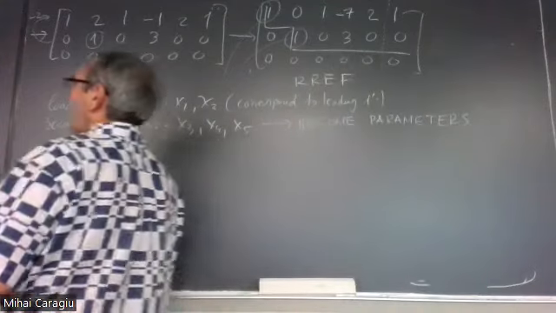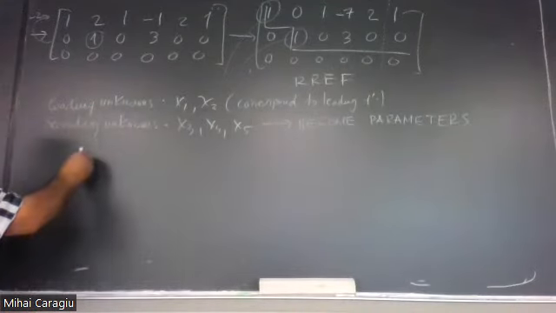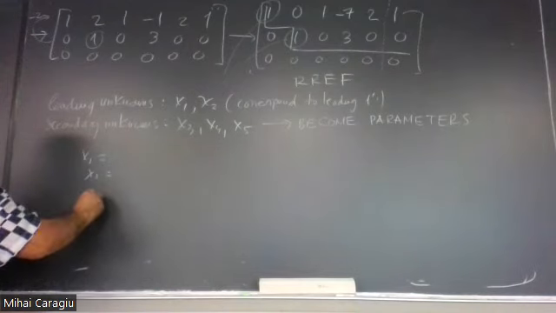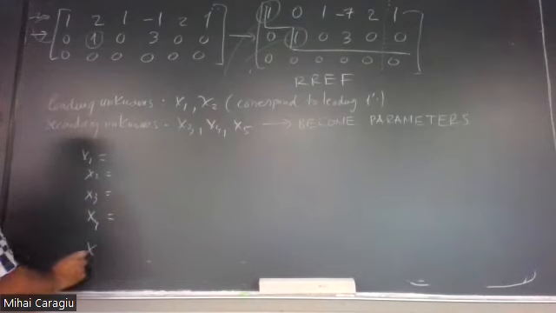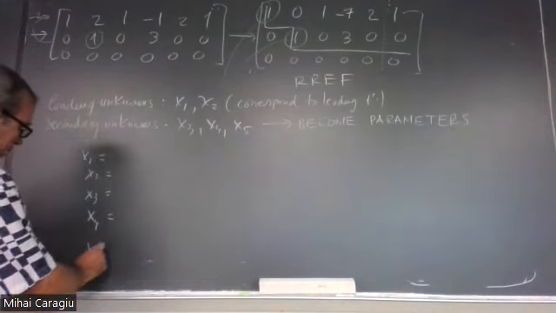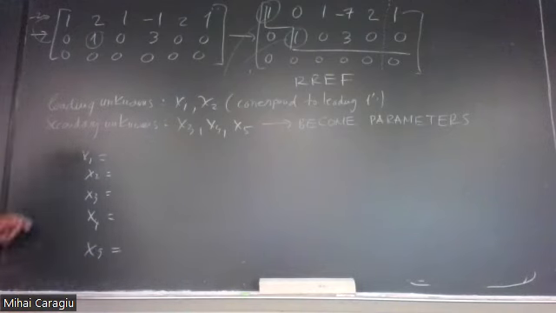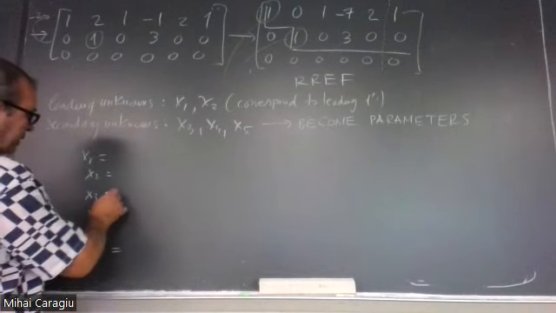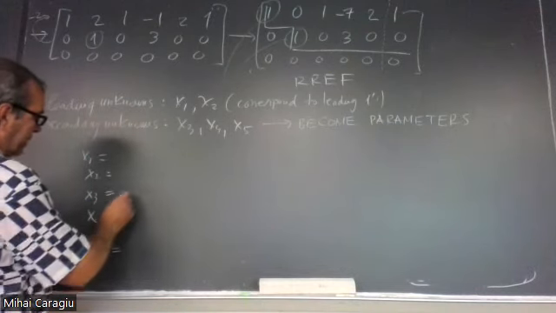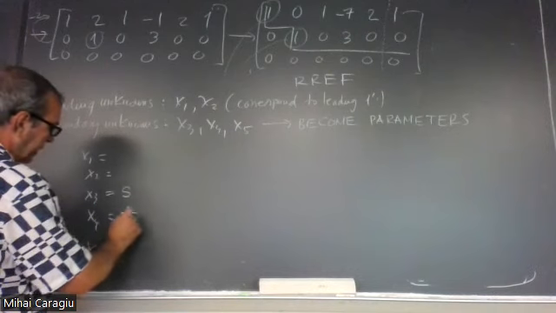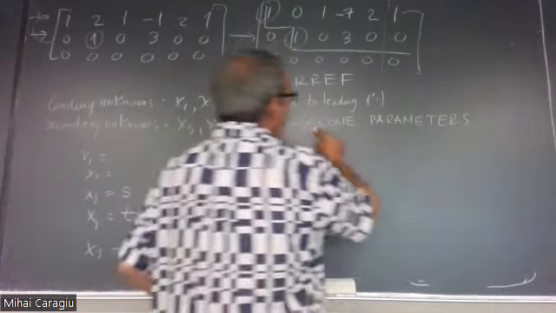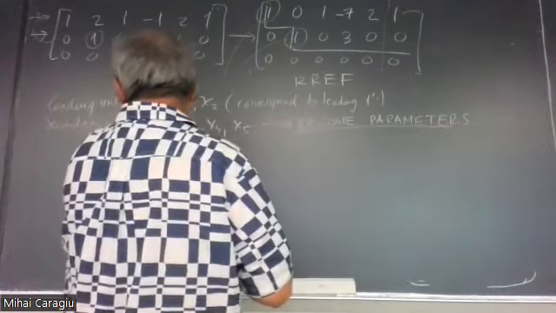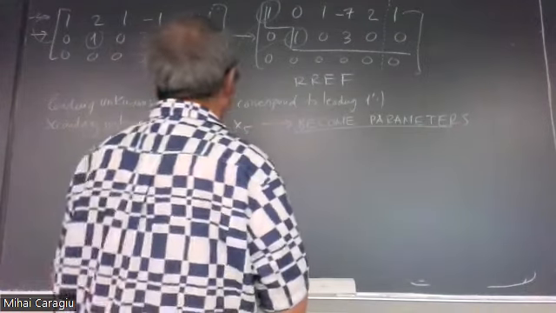So what we got here? Let's put x1 equals, x2 equals, x3 equals, x4 equals, x5 equals. Secondary unknowns become parameters. x3, x4, x5 are parameters. So let's invent some names for the parameters. Let me put in an S, T, and a U. Let's call them S for x3, T for x4 and U for x5.